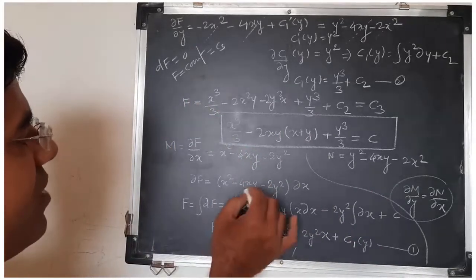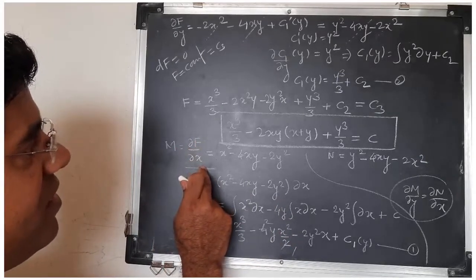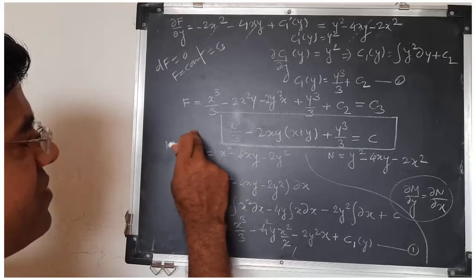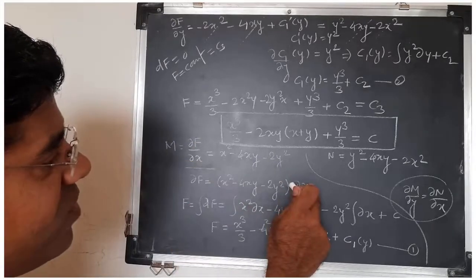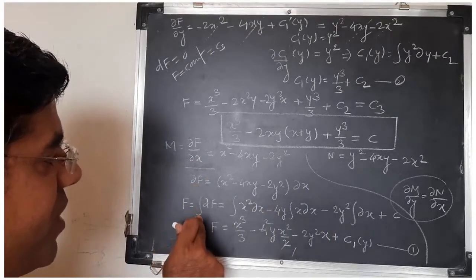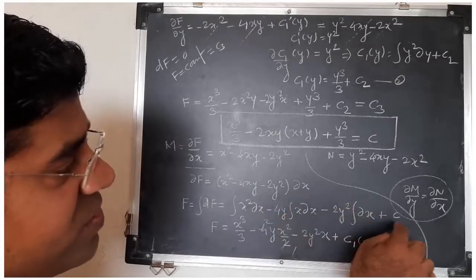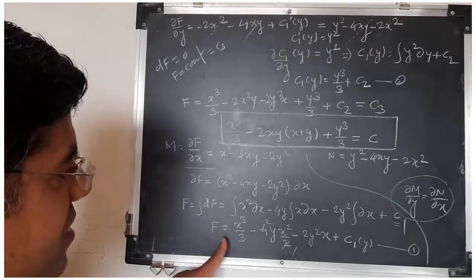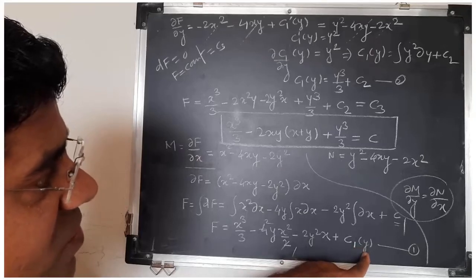For that purpose I have taken M equal to del f by del x, which is given already. I want to find f, so I take dx over here. Now I integrate the partial derivative and get this integration throughout, plus a constant of integration, suppose c1. So f is equal to this integral plus c1.